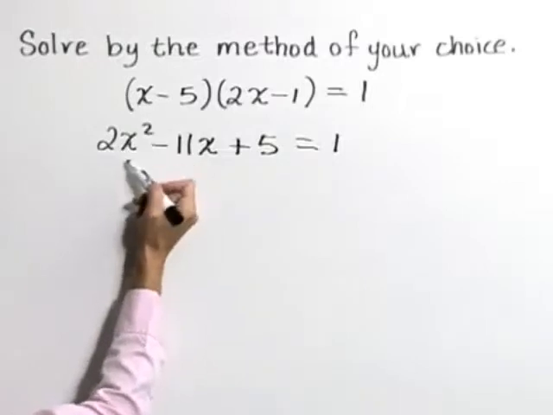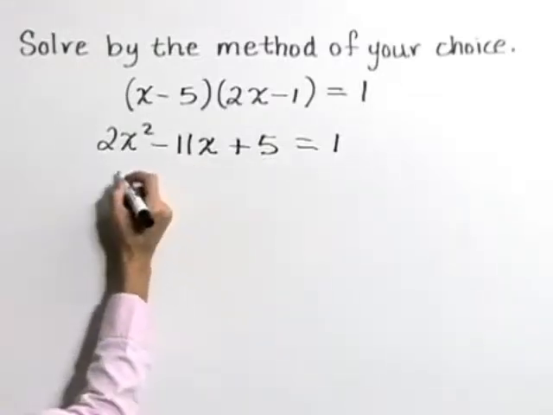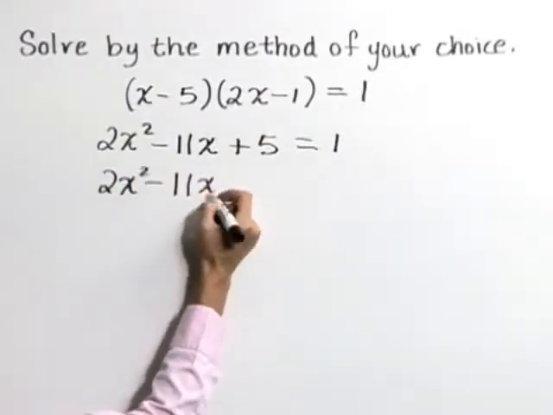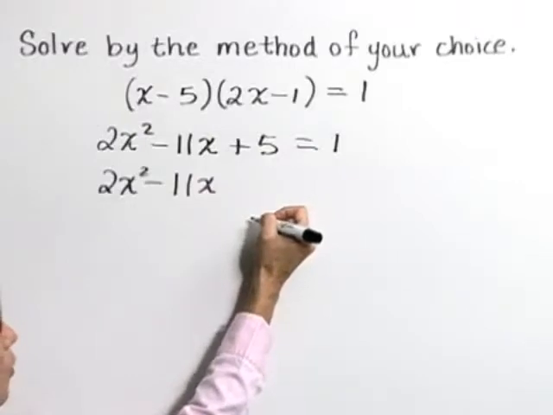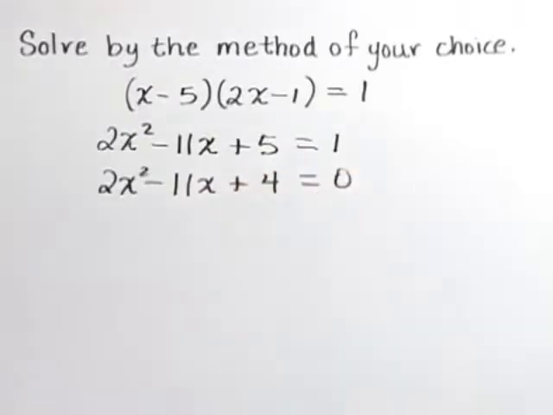So we see we've got a quadratic equation. Let's put it in standard form by moving this 1 to the left. Thus it becomes 2x squared minus 11x. 5 minus that 1 is 4. So plus 4 is equal to 0.